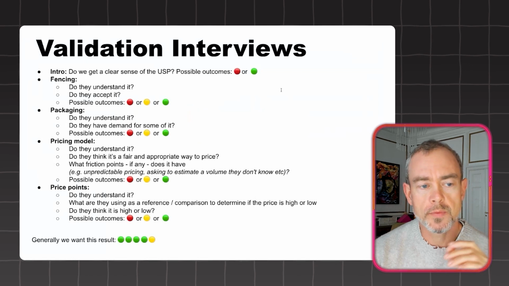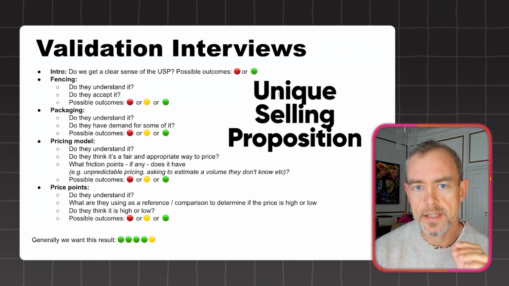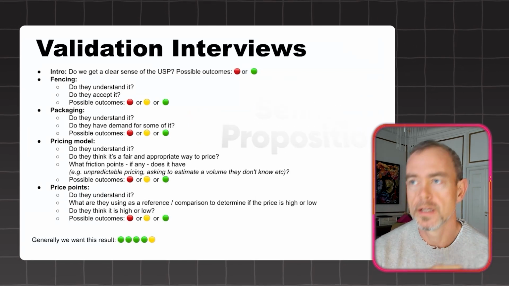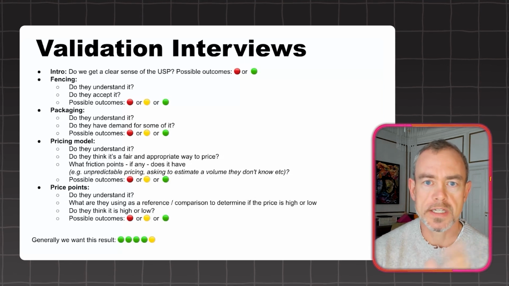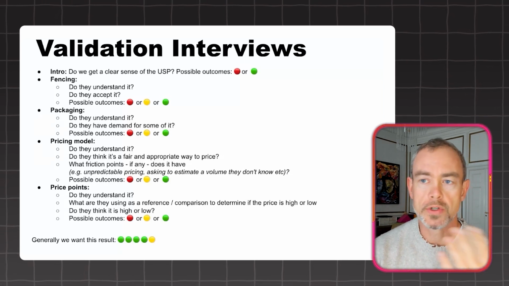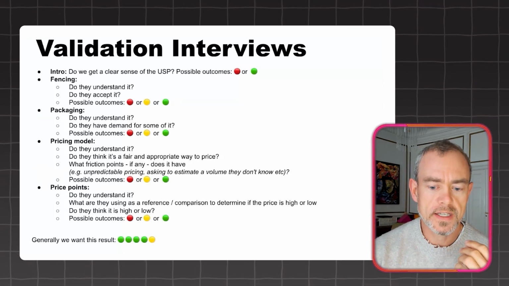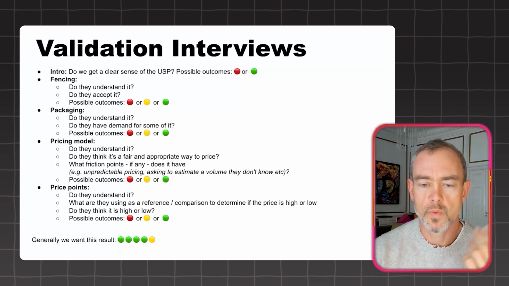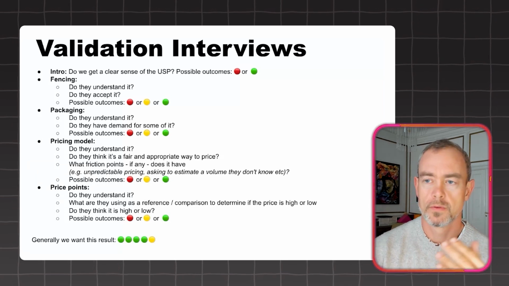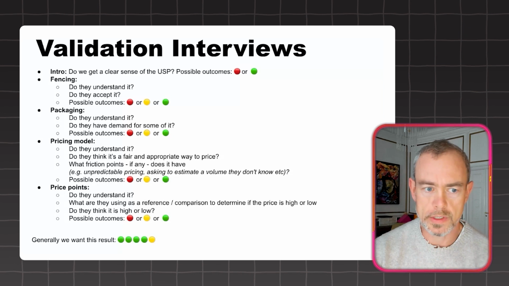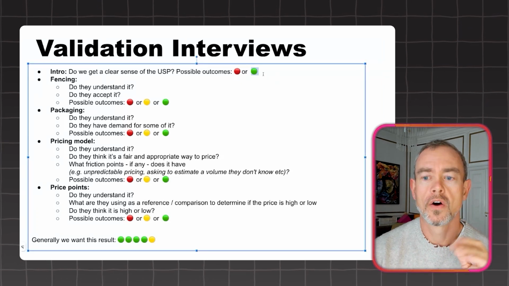The idea is that we first show them the unique selling proposition that we have. That might be, we handle returns for large e-commerce companies to reduce costs. If that's the case, then they either say, we get it, we agree, or they say, why are you telling us that? We have no interest in this. So it's like a green light or a red light.